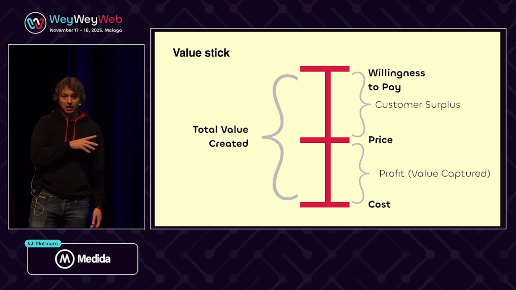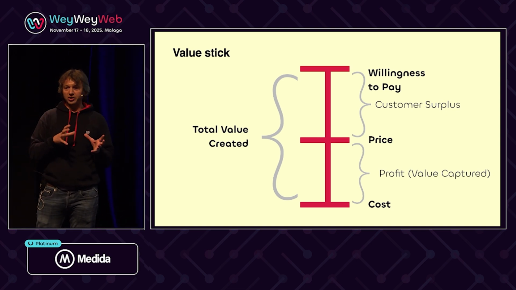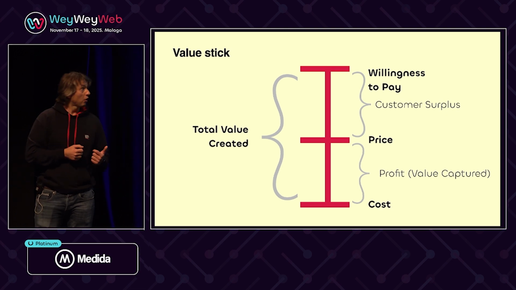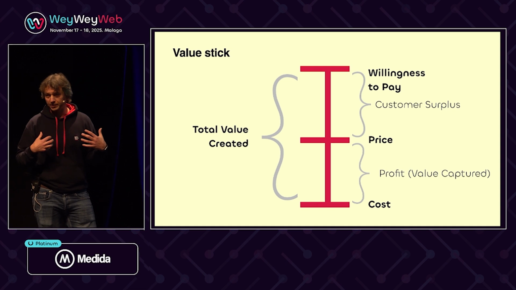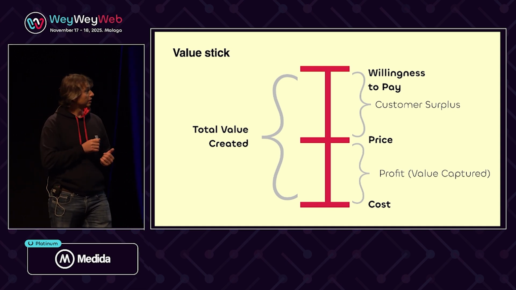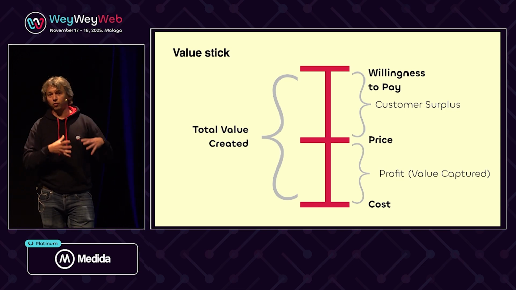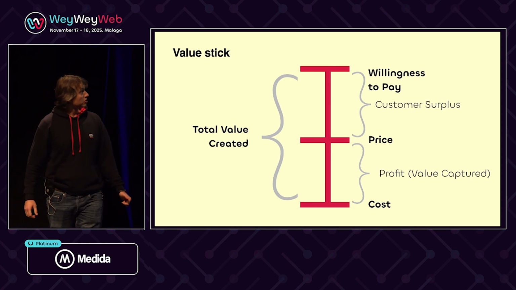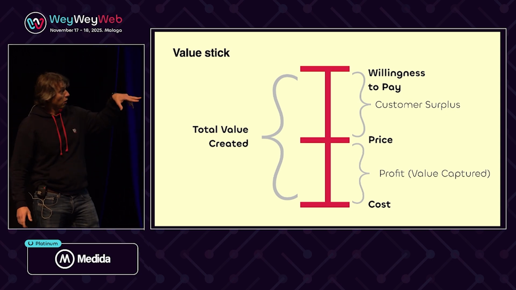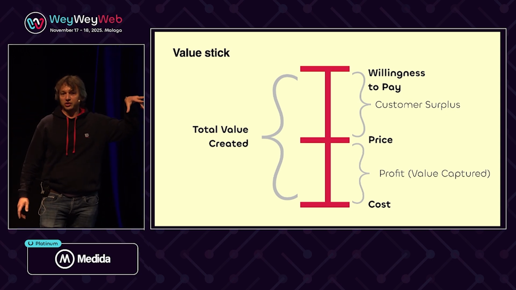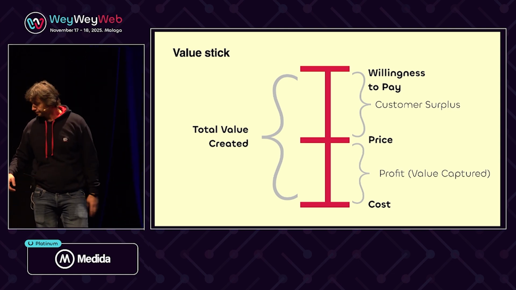All right, and basically when we understand those three points, now we can see that the gap between willingness to pay and the price is the customer's surplus. This is basically the extra value they feel they're getting from the product. While the gap between price and cost is our profit as a company. This is value captured. And those things put together form the full value created. So as we can see, the value is defined by willingness to pay and cost, while price only defines how this value is being shared between us as product provider and the customer.